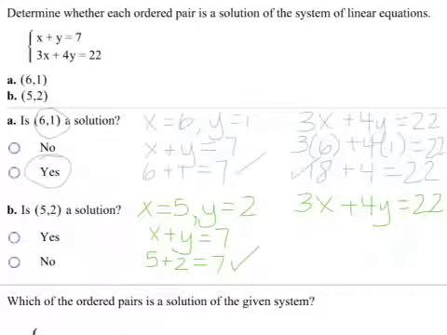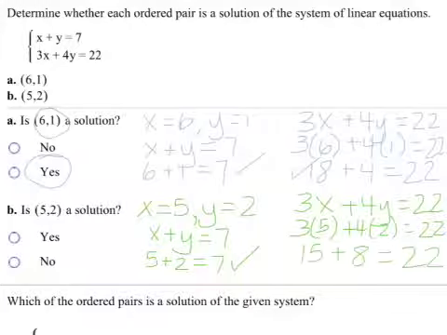Let's go ahead and try it in our second equation, 3x plus 4y equals 22. Substituting 5 for x and 2 for y, I've got 3 times 5 plus 4 times 2, and we're going to see if it equals 22. 3 times 5 is 15, 4 times 2 is 8, and 15 plus 8 does not equal 22. So this 5, 2 is not a solution to this system of equations.